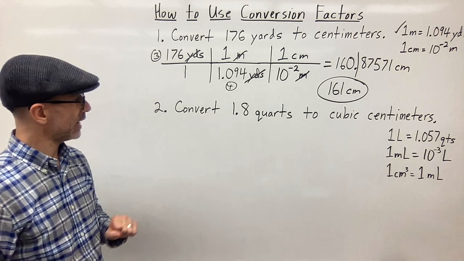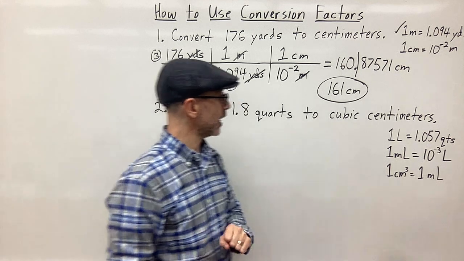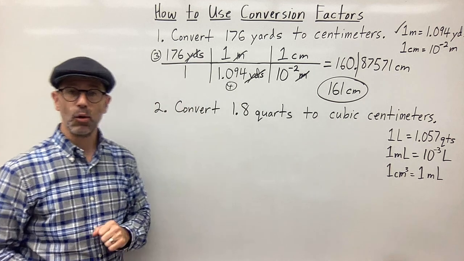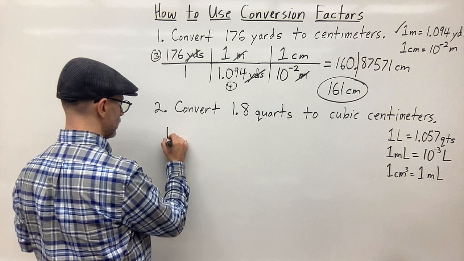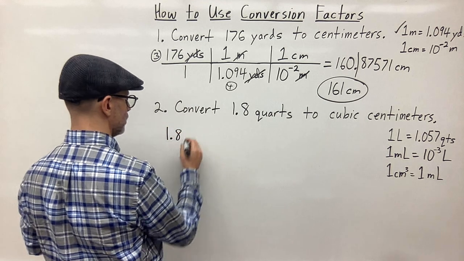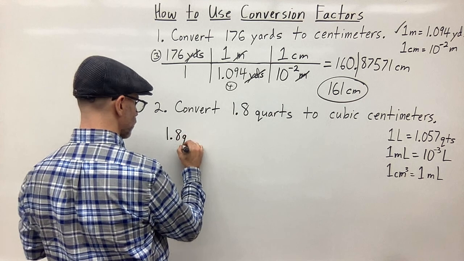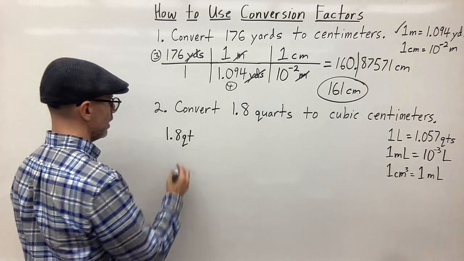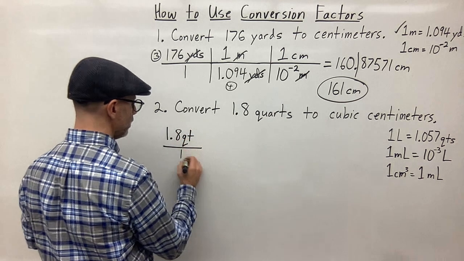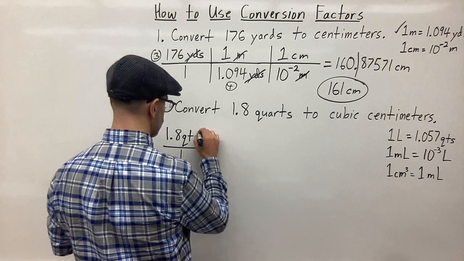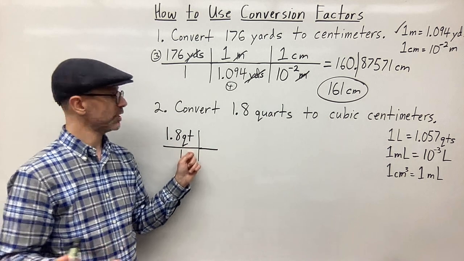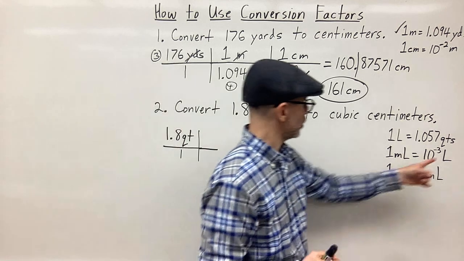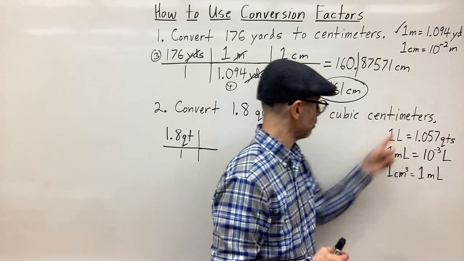Convert 1.8 quarts to cubic centimeters. Again, I'm going to start with what I'm given. So I have 1.8 quarts. I'm going to put QT for that, over 1. And then I'm going to do my first conversion factor. I need to convert quarts to something. So I've got to use a conversion factor with the quarts. The only one I have here is that one. So I'm going to use that one.